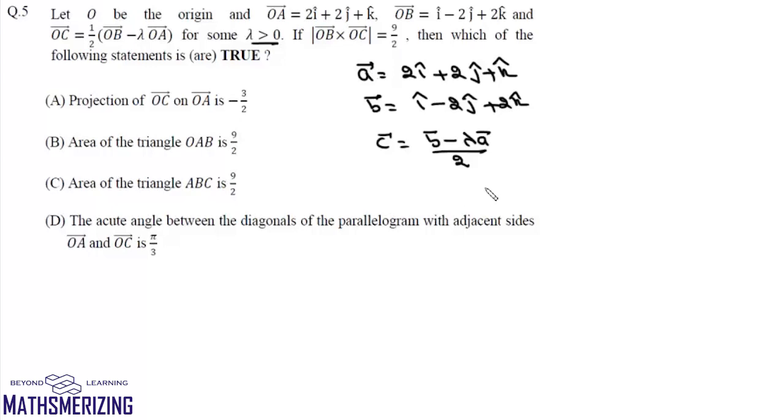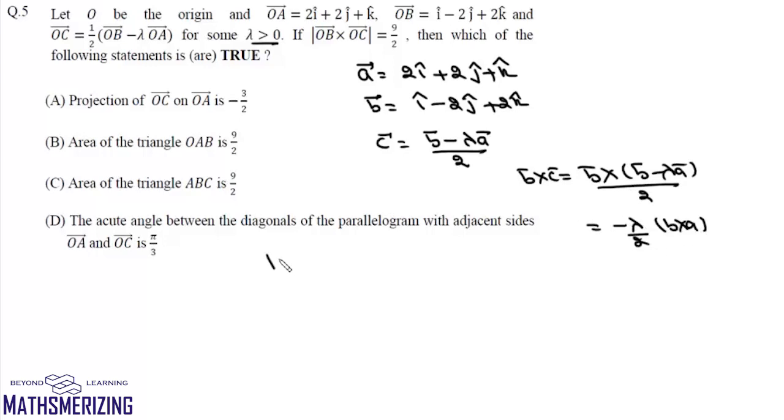Now if we find B cross C, then B cross C will be B cross B minus lambda A by 2. Now B cross B is 0, so it will be minus lambda by 2 B cross A. Now we take its magnitude, then mod of B cross C will be lambda by 2 into mod of B cross A, and it will be equal to 9 by 2.